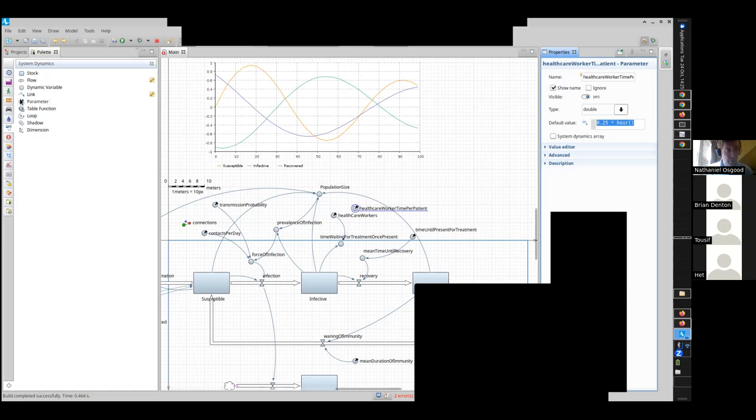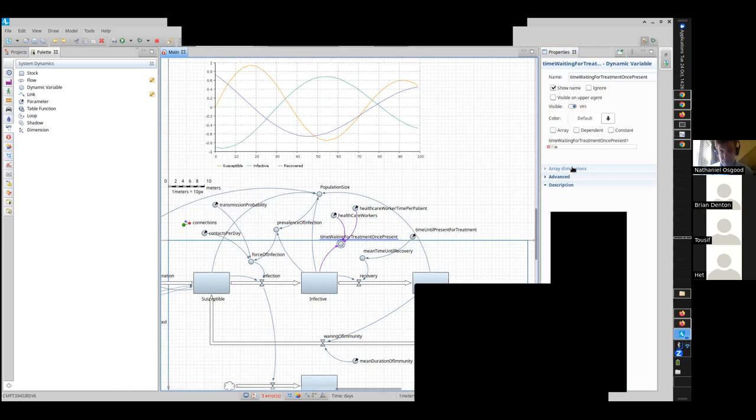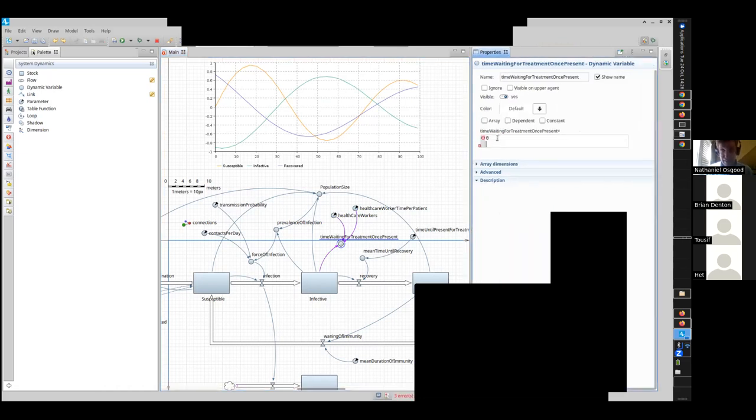Okay. So in order to calculate the time waiting for treatment once they present, we need the number of healthcare workers, infectives, and healthcare worker time per patient. Okay, great. Okay, we're all set up for a glorious formula. And you're going to tell me what formula to put in. What's the formula?